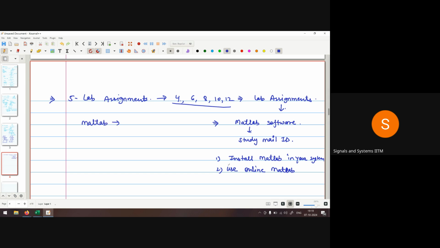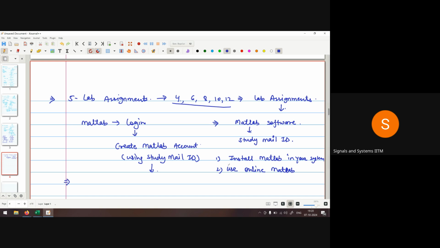If there's any issue with how to install, just directly search for MATLAB. There is a login option available at the top of the site. At this login option, initially create a MATLAB account using your study mail ID. Now there is the option that you can install the particular file or you can use the online version.